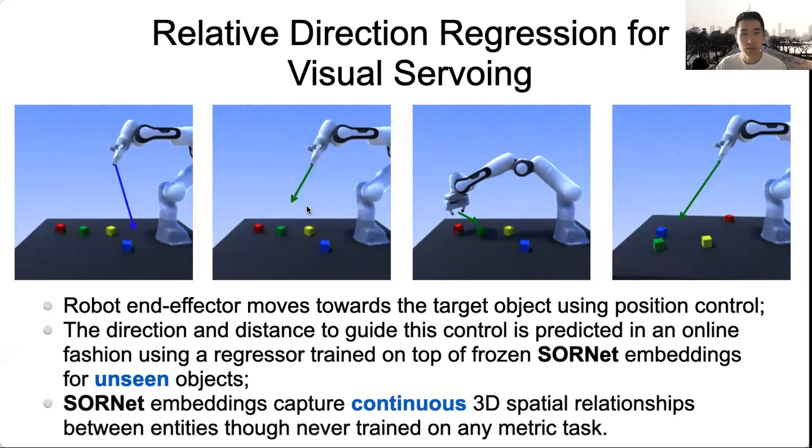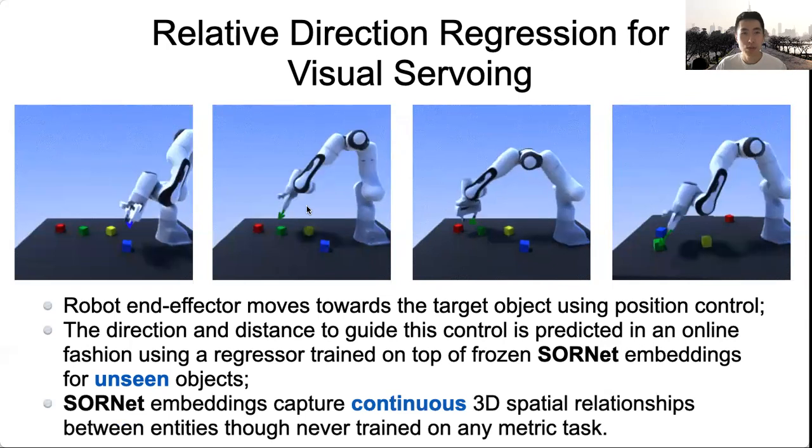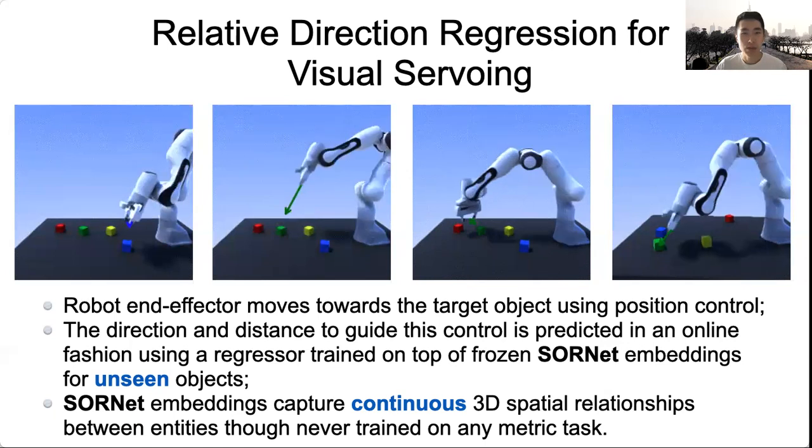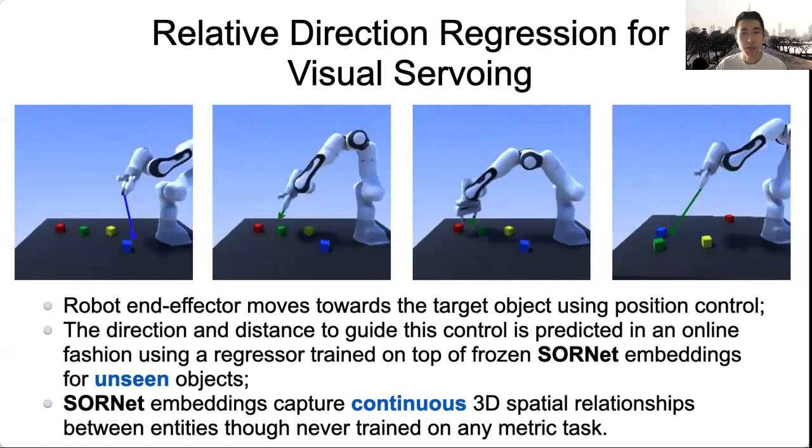This experiment shows that although SORNet is never trained on any metric task, the learned embeddings are able to encode continuous spatial relationships between entities.